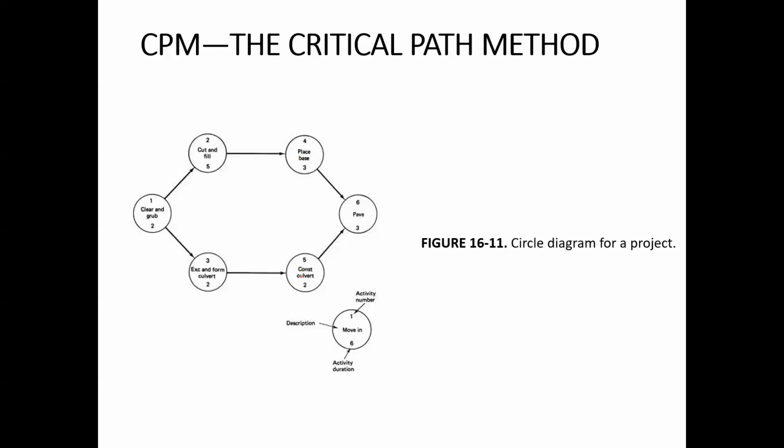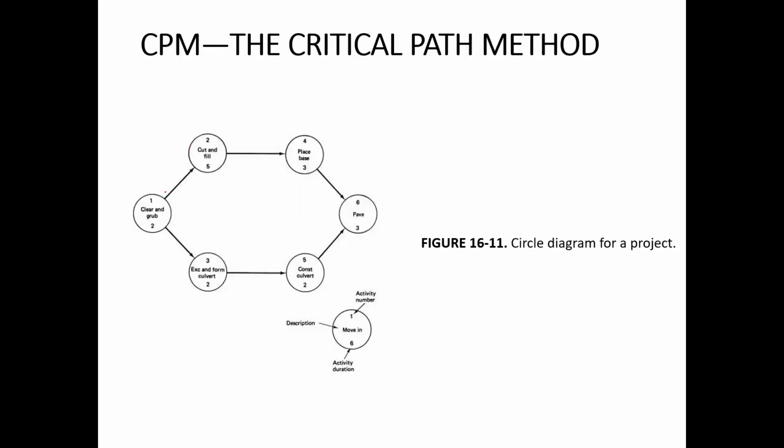But here you can see that for this construct culvert activity, it is not necessary to finish the cut and fill activity because there is no arrow between 2 and 5. Similarly, there is no arrow between 3 and 4. So the arrows over here only show the relationship between the activities. These are called the precedence relationships.